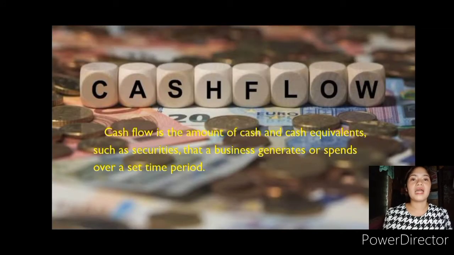Cash flow. Cash flow is the amount of cash and cash equivalents, such as securities, that a business generates or spends over a set time period. Cash flow differs from profit. Cash flow refers to the money that flows in and out of the business. Profit, however, is the money you have after deducting your business expenses from overall revenue.